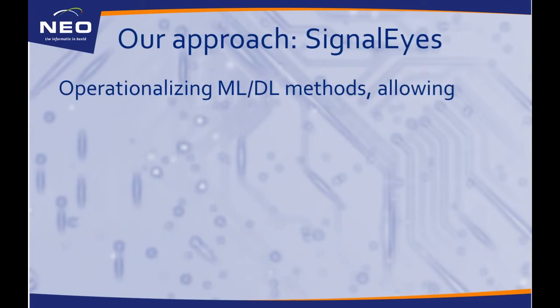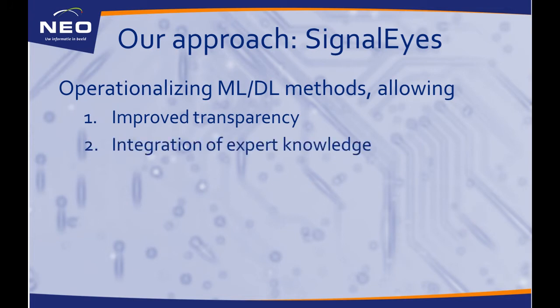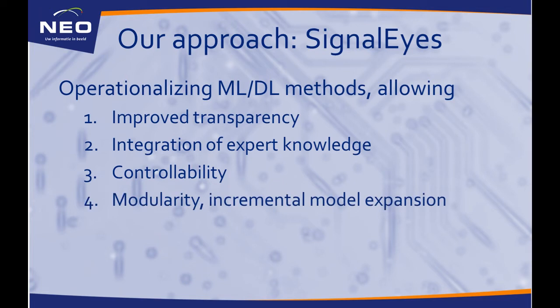We took a pragmatic approach to the challenge with a framework or system we call Signal Eyes. The way we set it up allows for improved transparency compared to an individual neural network. It also allows for the ability to integrate with expert knowledge. It gives some controllability on what information is and is not used by the models. It has modularity, so we can incrementally expand with better models. And finally, it delivers stable high quality of the change information.